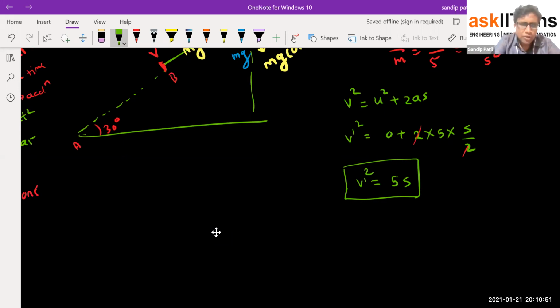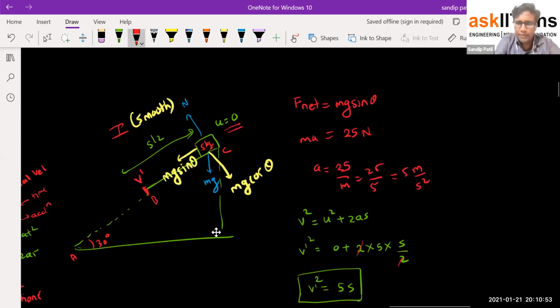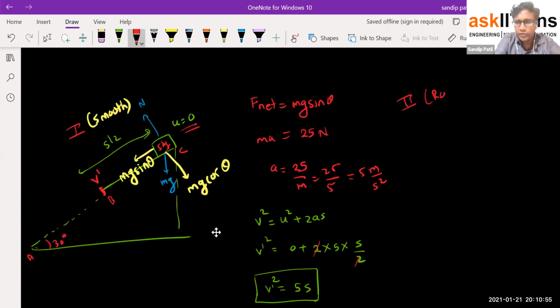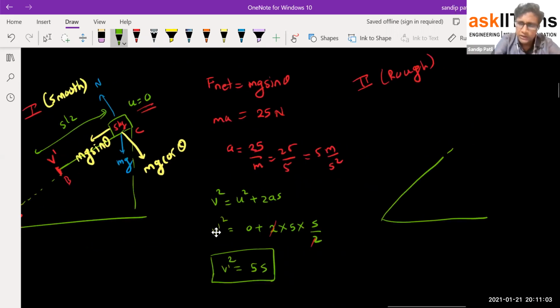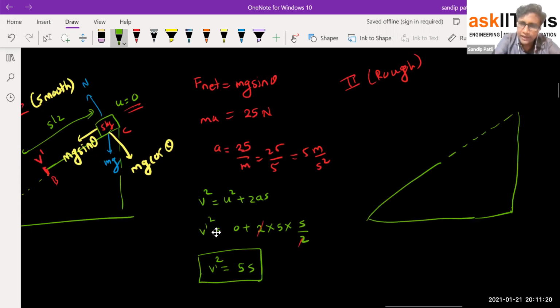Okay, now let's talk about the second part. Second part is rough, right? So what I'm going to do, consider this diagram now. This is the part we are going to consider. Sorry, it's not looking like 30 degrees. Okay, now the block has already reached here.